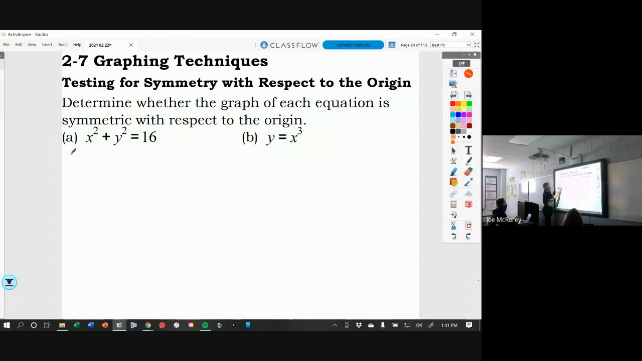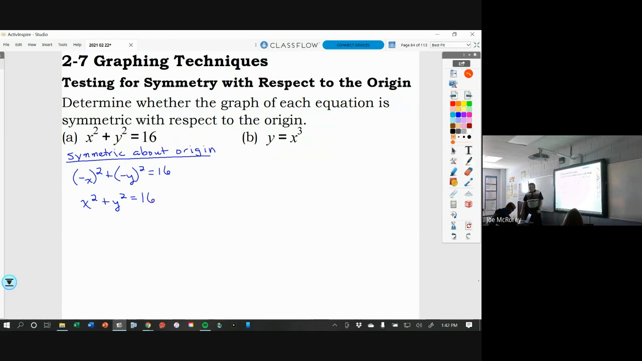And so the way that looks, we're going to check symmetry about the origin. So we're not looking at a line now, we're looking at, is it symmetric about the origin? Which means x becomes negative x, and y becomes negative y, equals 16. Simplify all of that, and you get x squared plus y squared equals 16. So yes, this is definitely symmetric about the origin.